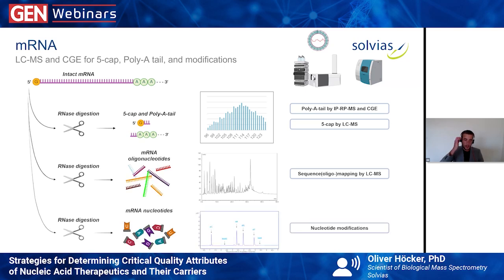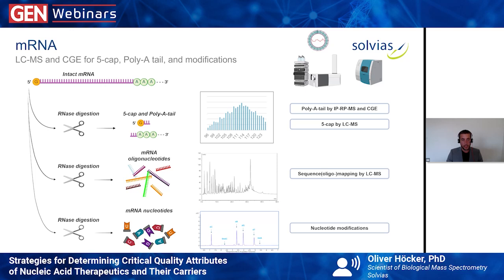Last but not least, we can also digest the mRNA into single nucleotides, where we should just get 4 peaks in the chromatography, the 4 base peaks, to confirm the identity, but also the ratio between these peaks or between these nucleotides. And in addition, we also see modifications of nucleotides.